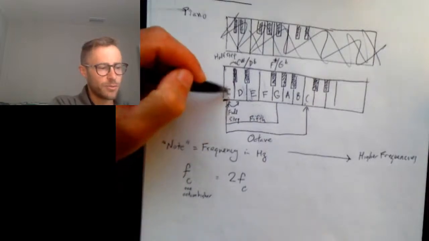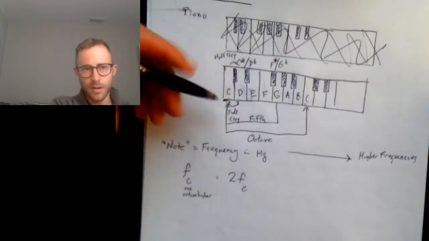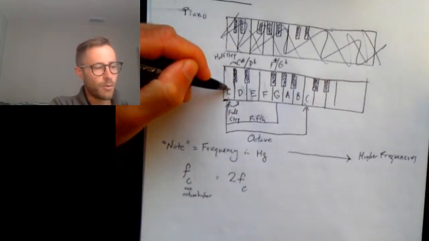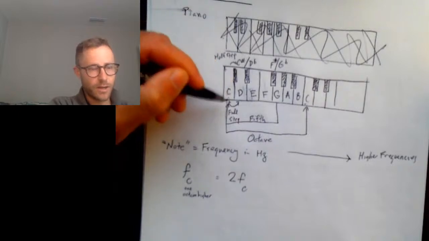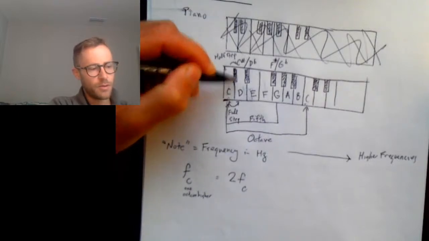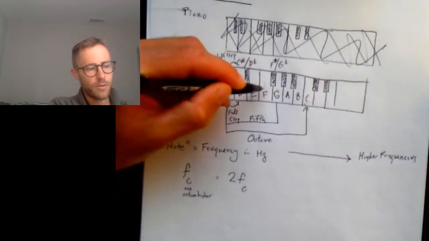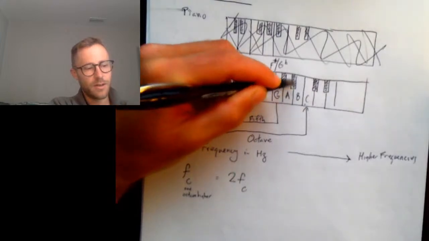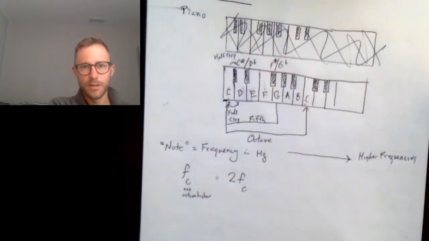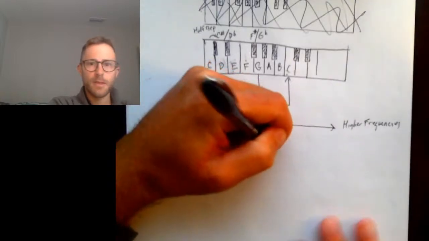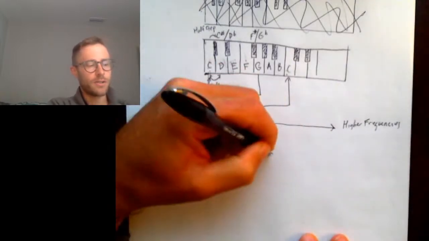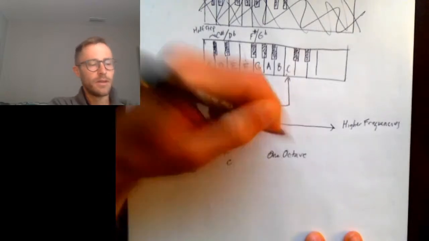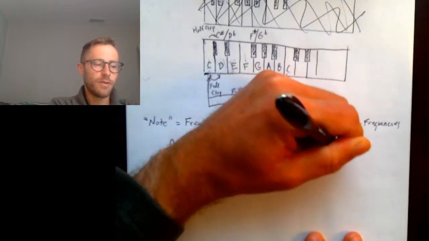Now, how many steps do we go up in music to get to the next octave? Well, including the black keys, you go 1, 2, 3, 4, 5, 6, 7, 8, 9, 10, 11, 12. So basically, 1 octave is equal to 12 half steps.